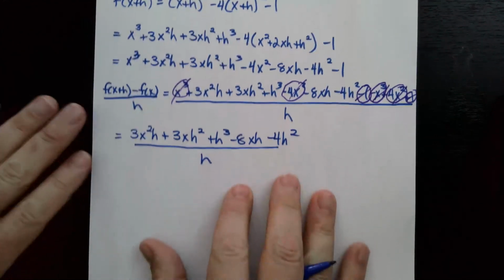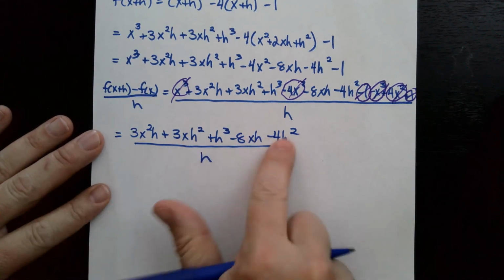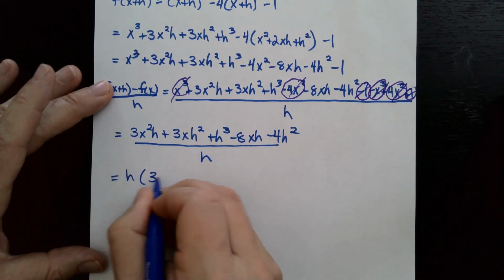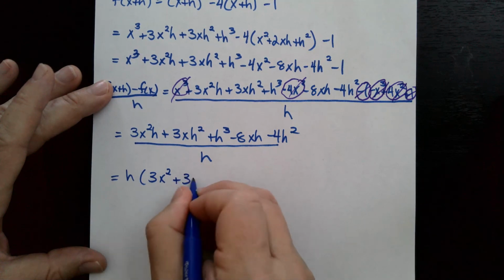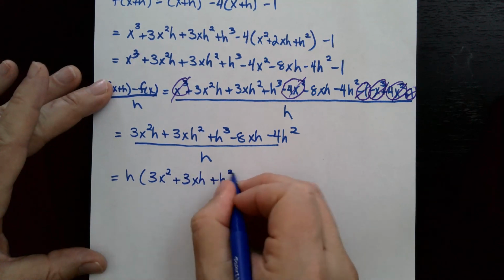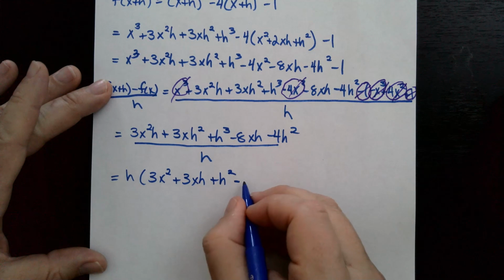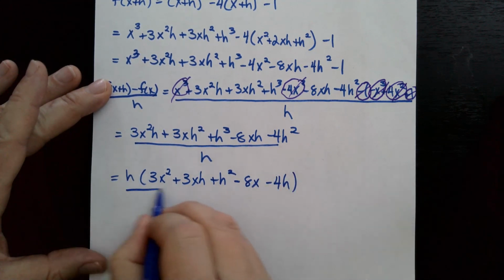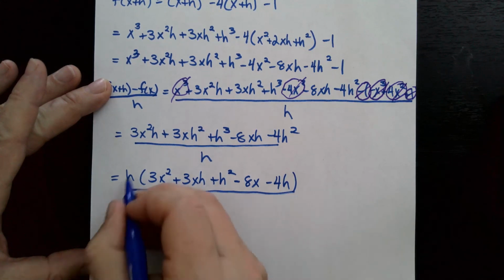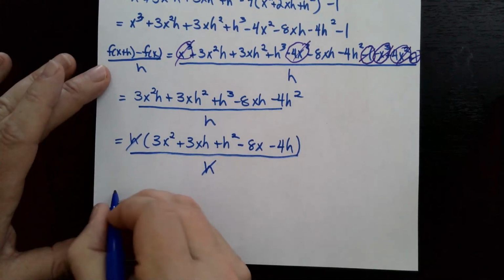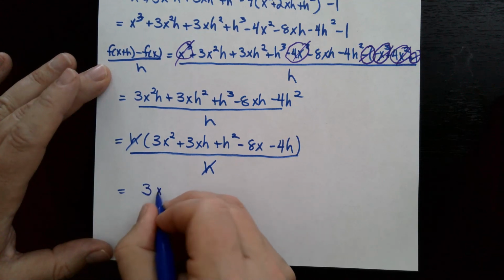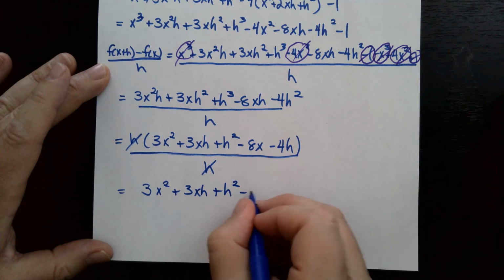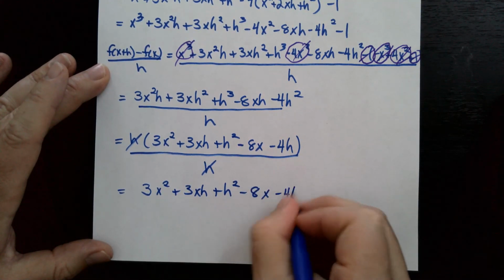Now we're going to do what we did on the last problem. We're going to factor out an h out of all these terms. That will be h times 3x squared plus 3xh plus h squared minus 8x minus 4h, all divided by h. We cancel out that h, and we get our final answer of 3x squared plus 3xh plus h squared minus 8x minus 4h.